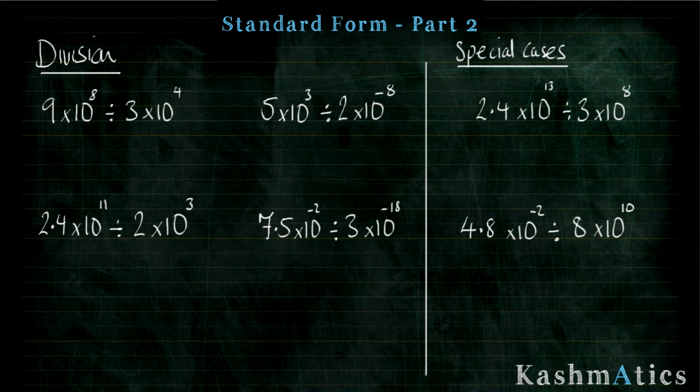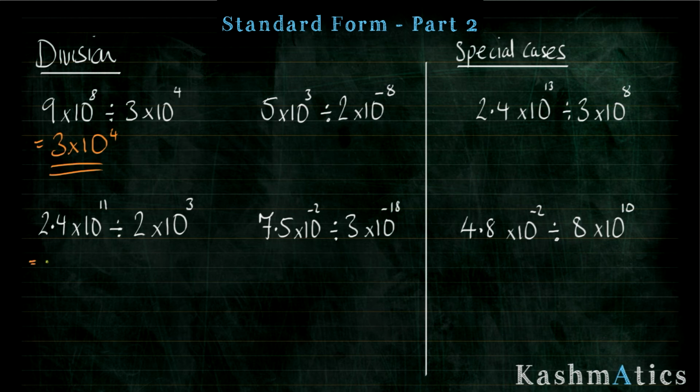Right, so here's some examples with division. Now, just as before, I've got some special cases, and I'm sure by now you can guess what's gonna happen there. But let's go through the basic ones first. So I need to do 9 divided by 3, which is 3, multiplied by 10 to the power. Now I need to do 8 take away 4 to give me 4. Okay, that's because I'm dividing. Okay, so 8 take away 4 gives me 4. So that was nice and easy.